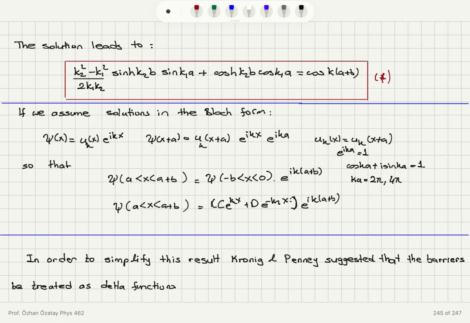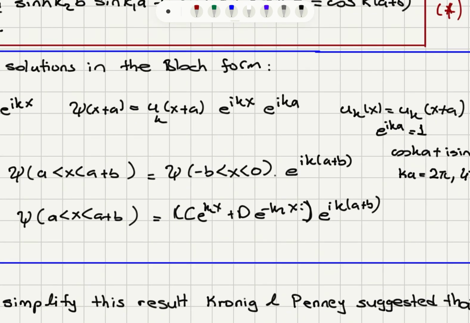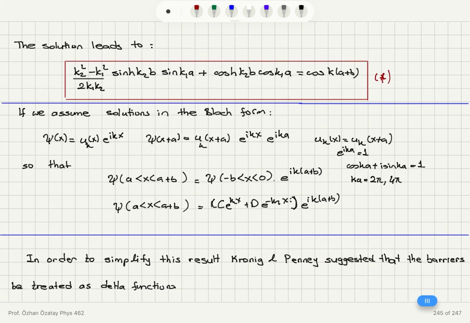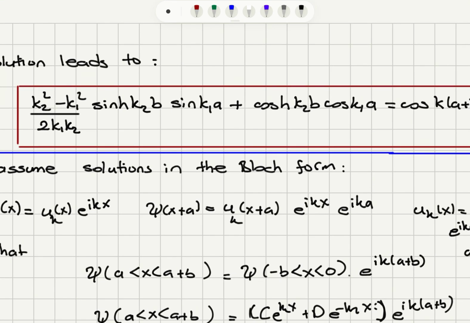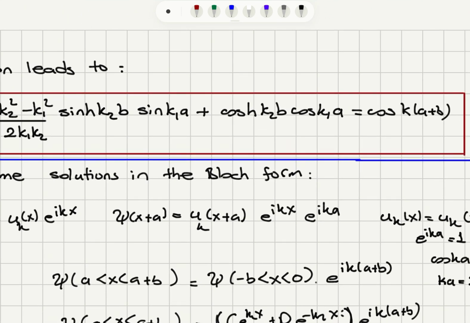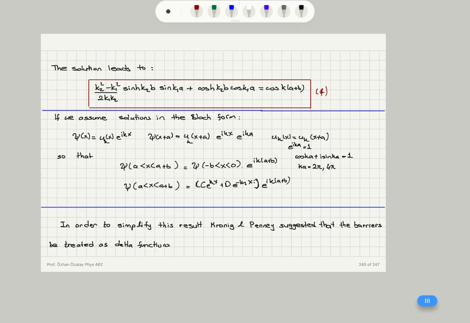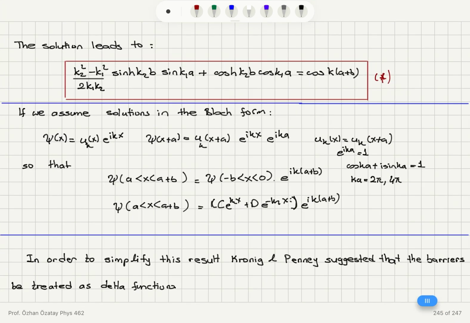And then we have another condition that the solution is periodic and it obeys the Bloch functions. And that gives us, in a tedious calculation, the following equation: k2 square minus k1 square over 2 k1 k2 sine hyperbolic k2b sine k1a plus cosine hyperbolic k2b cosine k1a is cosine k a plus b. So this is what we find when we apply this Bloch wave form to these solutions, and that relates the k1 and k2 to the k wave vector of the Bloch wave.